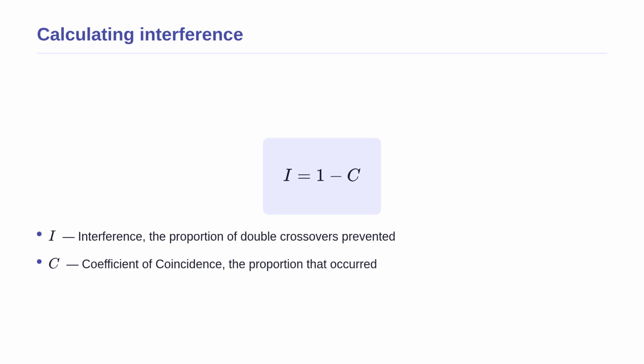If C is 0.2, it means only 20% of the expected double crossovers happened. Consequently, I would be 1 minus 0.2, which equals 0.8. This means 80% of the expected double crossovers were blocked by physical interference. As the physical stiffness of the chromosome increases, interference goes up and coincidence goes down.